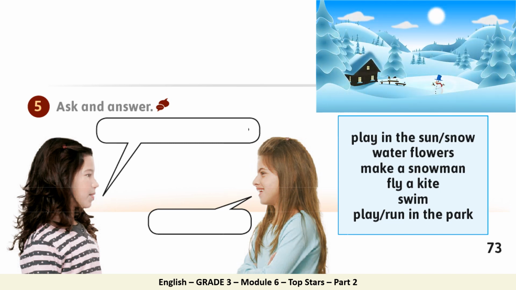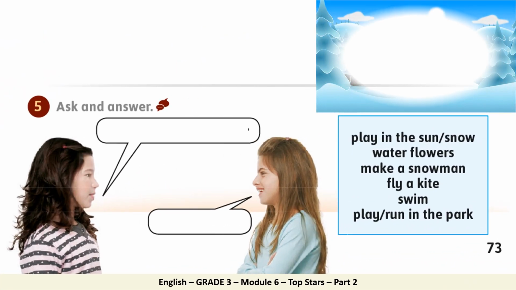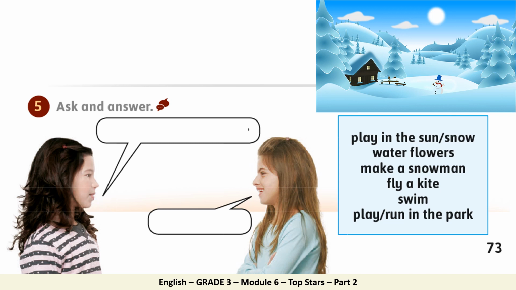Look at this picture. Which season is this? Correct. It's winter time. What do you do in winter? I play in the snow. Excellent. Now, let's look at the season. Which season is this? Excellent. It's also winter. Let's think of other activities in winter. What do you do in winter? I make a snowman. That's correct.